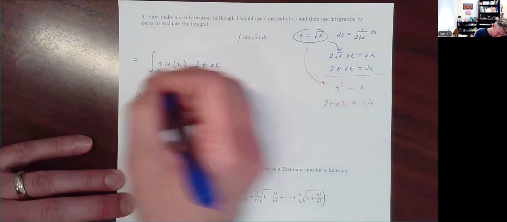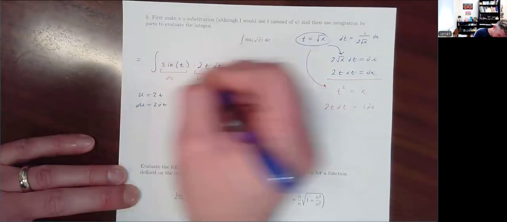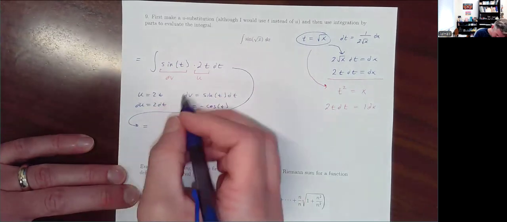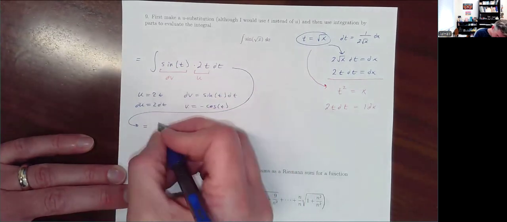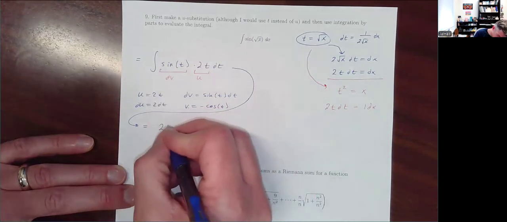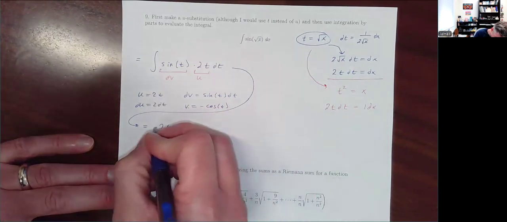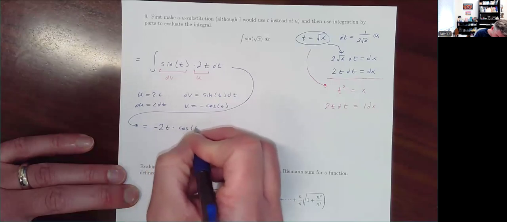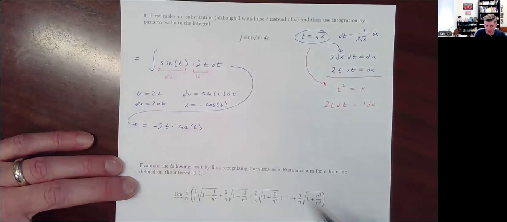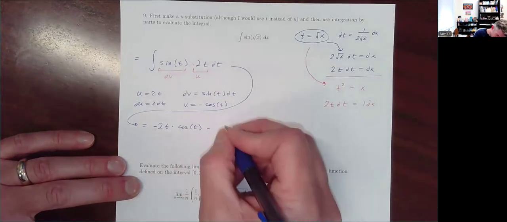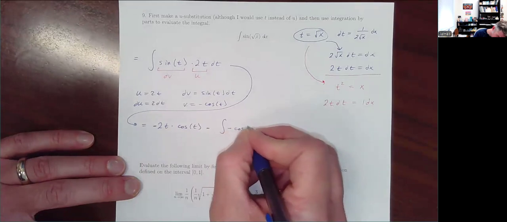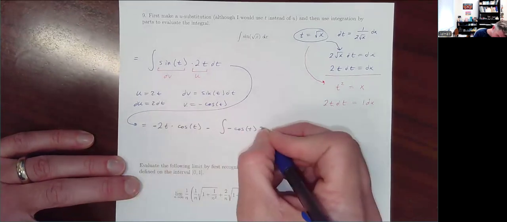So then this is going to end up being equal to u times v. I don't like to write 2t times negative cosine of t, but it doesn't matter if we put the negative in front or not. If you put it there, you have to put parentheses around it. It just kind of looks ugly. Minus the integral of v times du, so it's negative cosine of t times 2 dt.